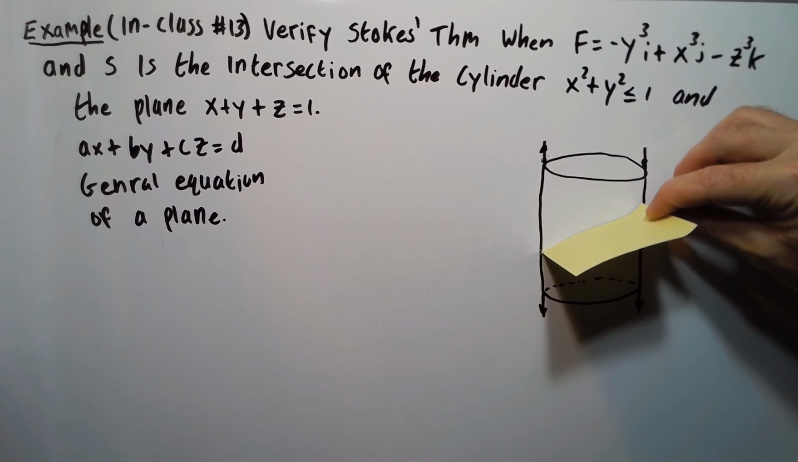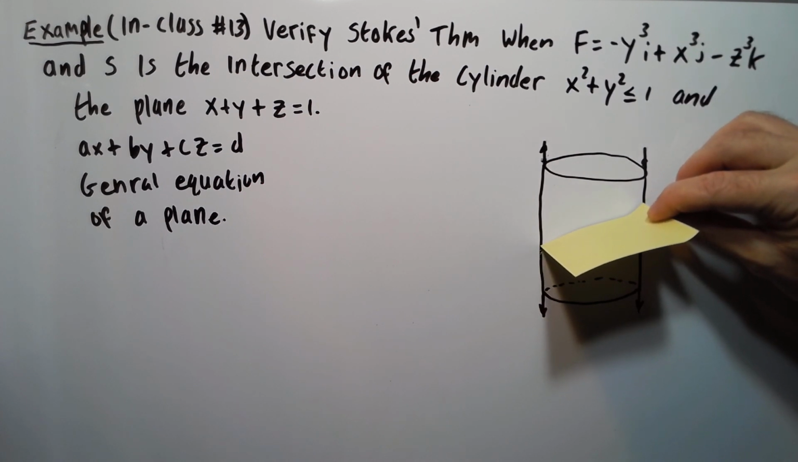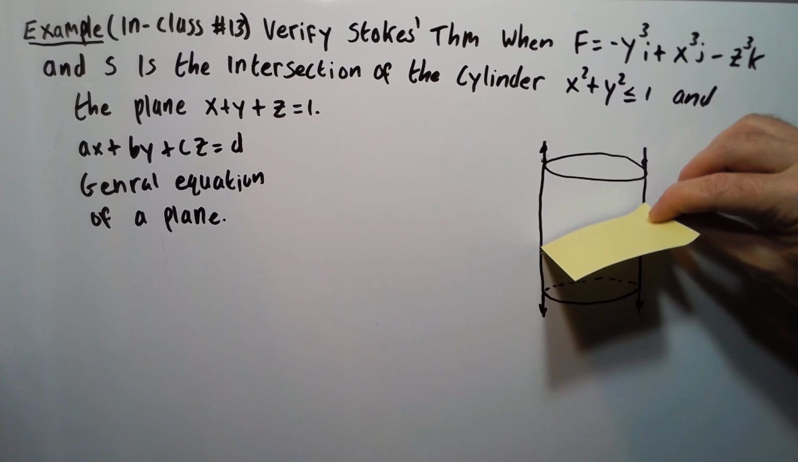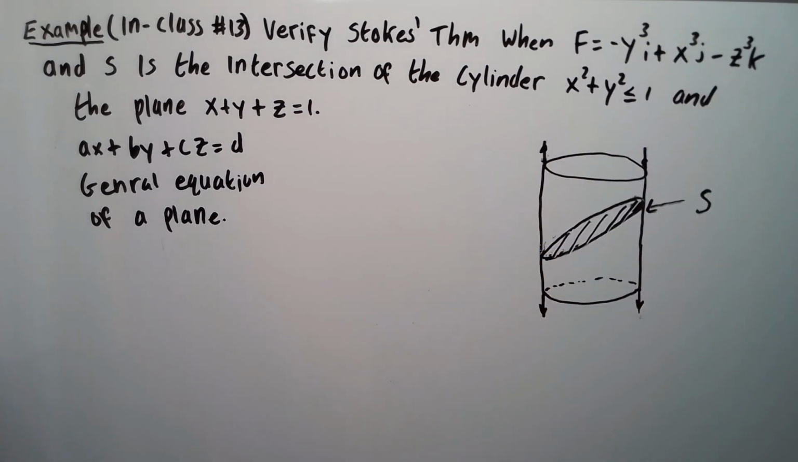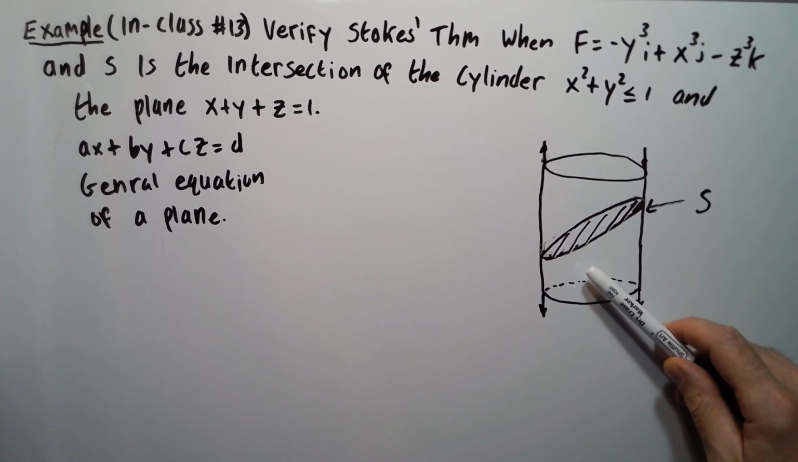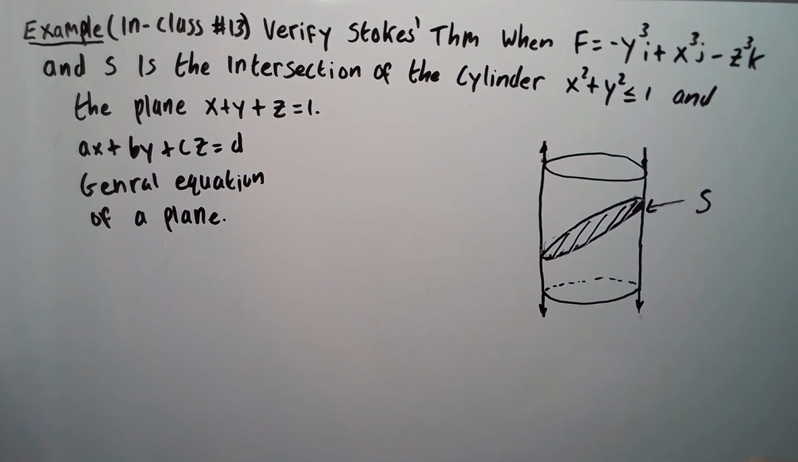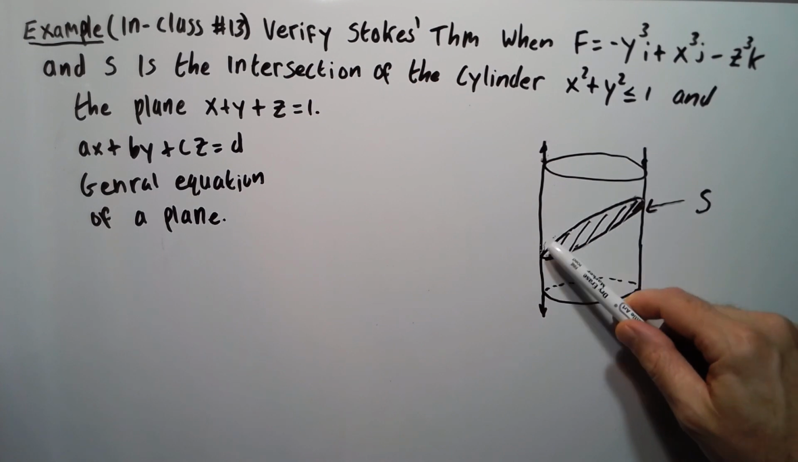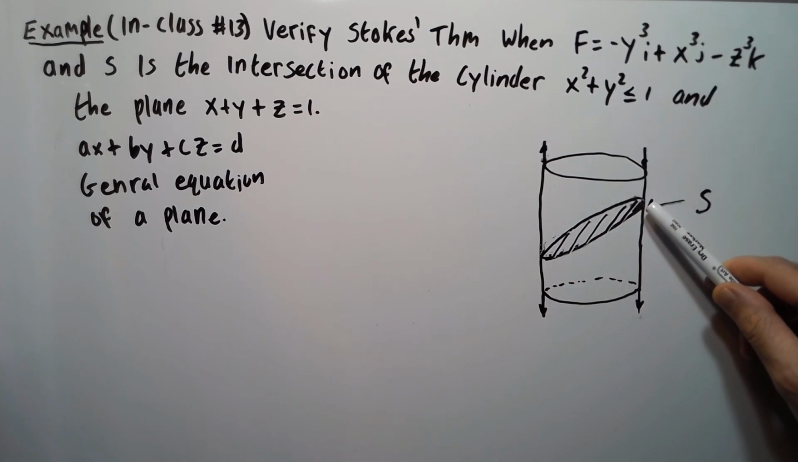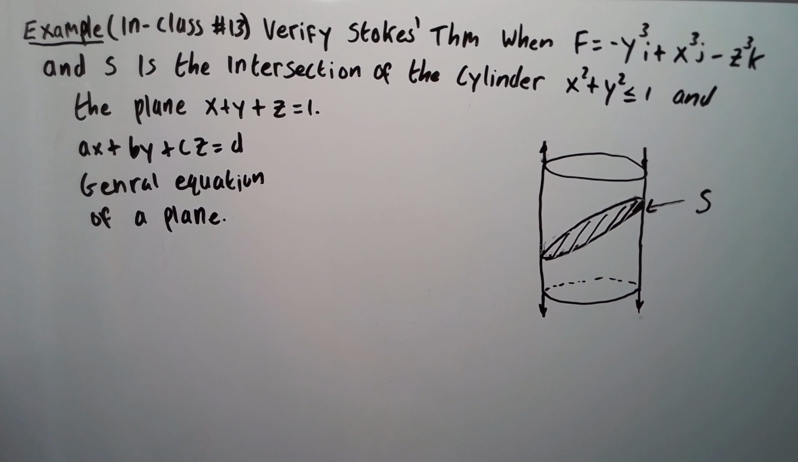And that intersection will be our surface, so let me draw what that would look like. My answer would look like this, and it's pretty much an ellipse. If the plane had cut it straight on, it would have been a circle, but it's cutting it at an angle, so it's going to make an ellipse in here. Okay, so we now have to parametrize this S as our next step. Let's see how we can do that.